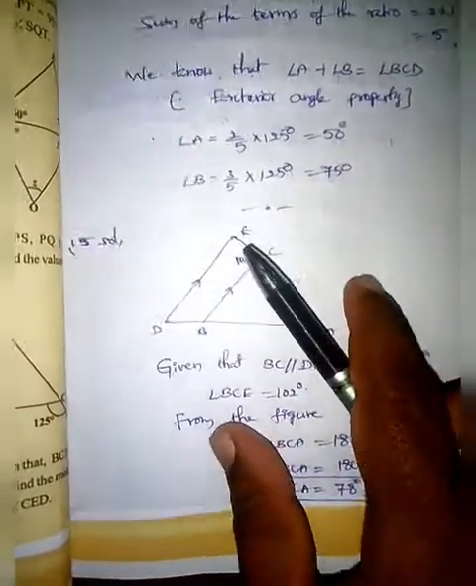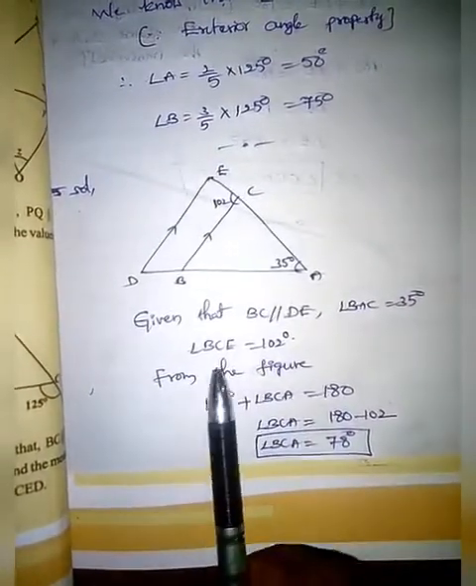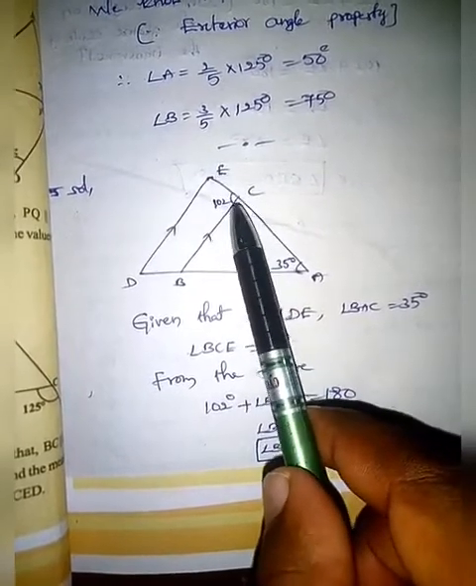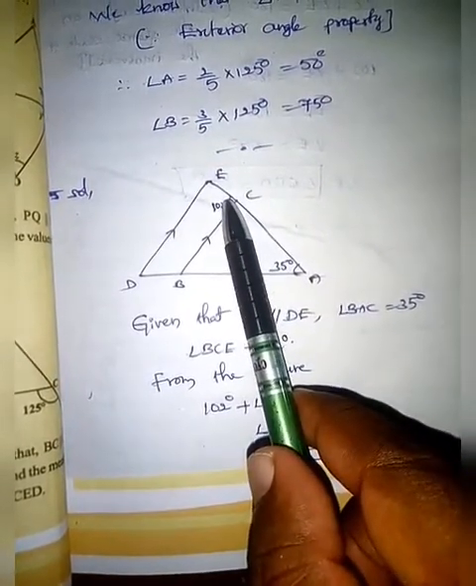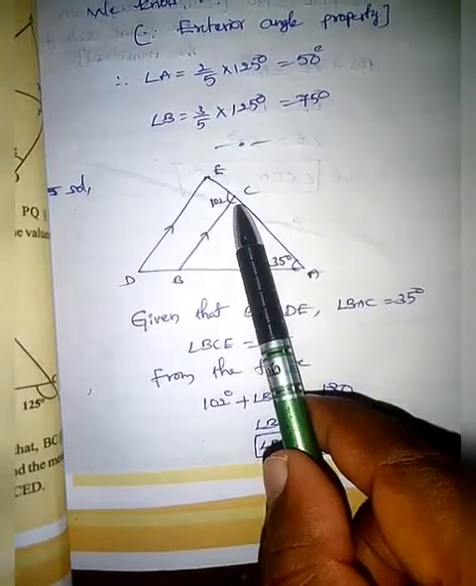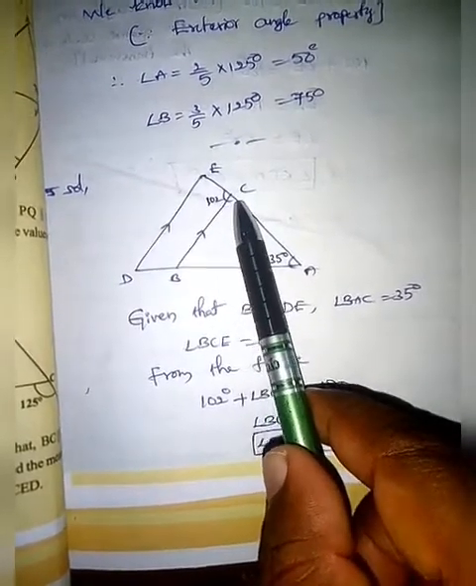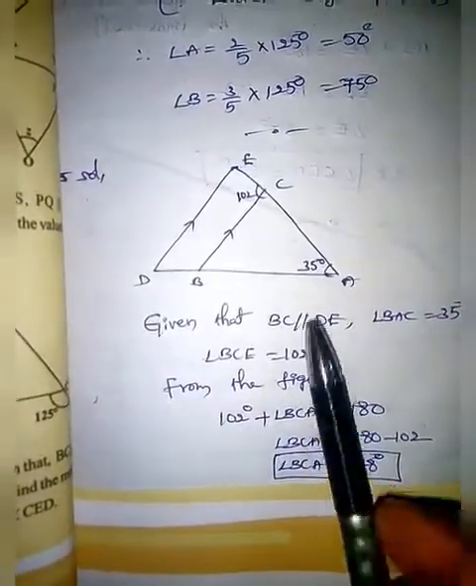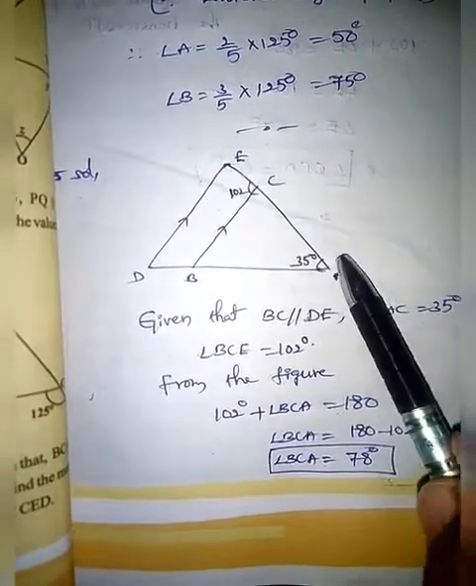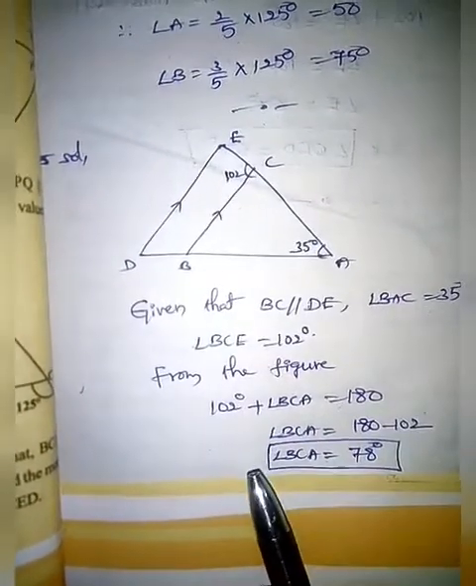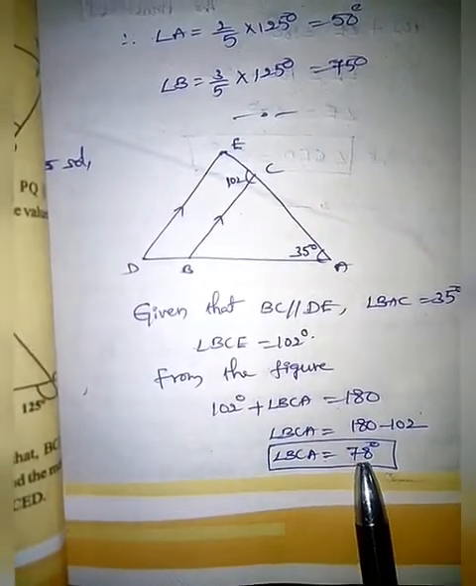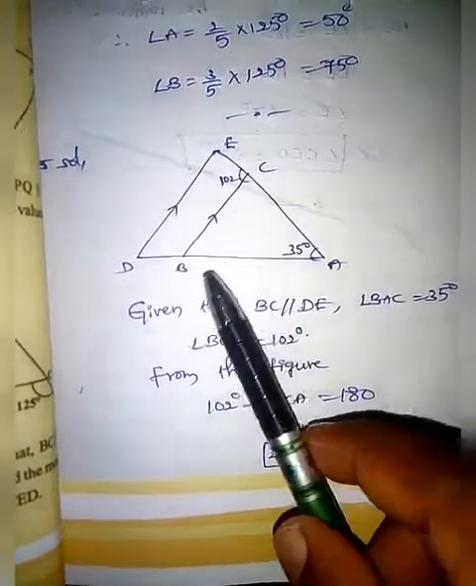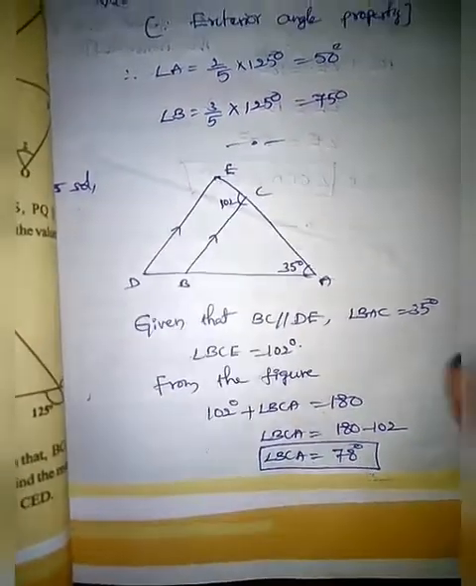Now coming to the solution. Children, you can observe that here 102 plus angle BCA equals 180 degrees because the sum of these two angles gives a straight line. Straight line means straight angle, which means 180 degrees. So from the figure, 102 degrees plus angle BCA equals 180. So from this, angle BCA equals 78 degrees. If you simplify this, you will get angle BCA equals 78 degrees.